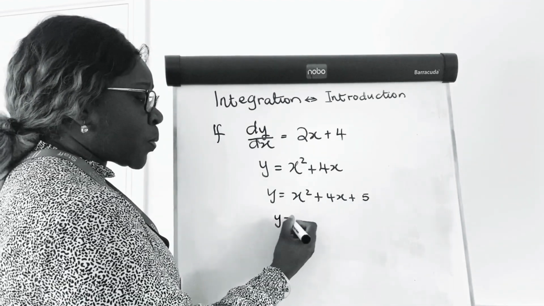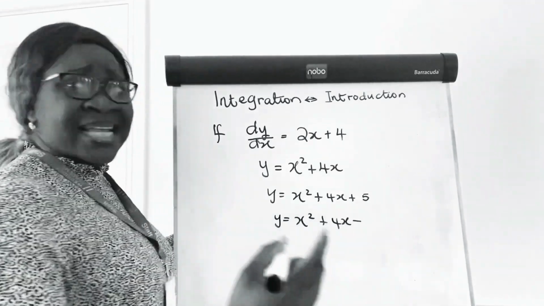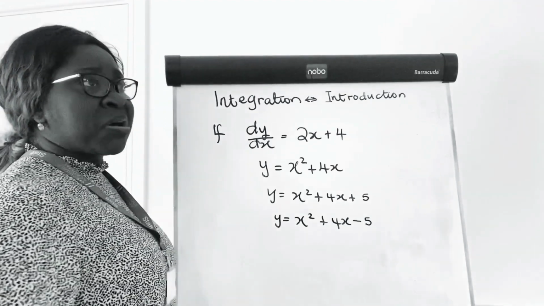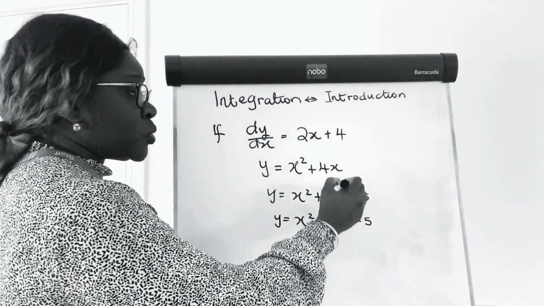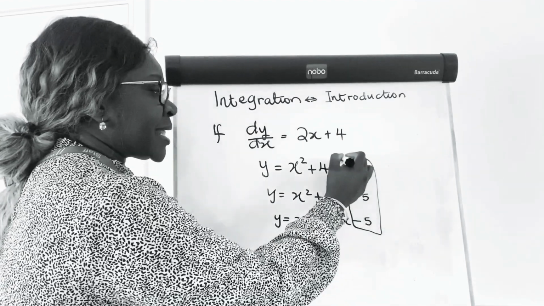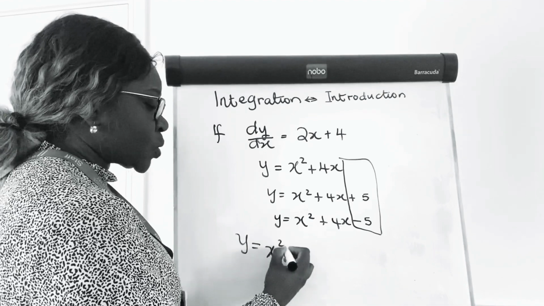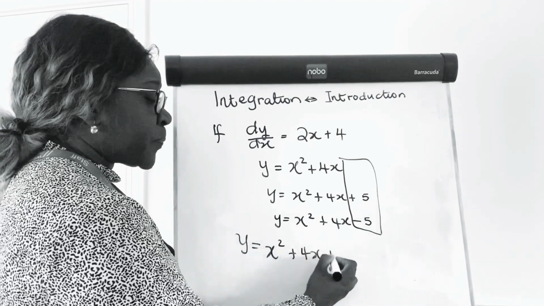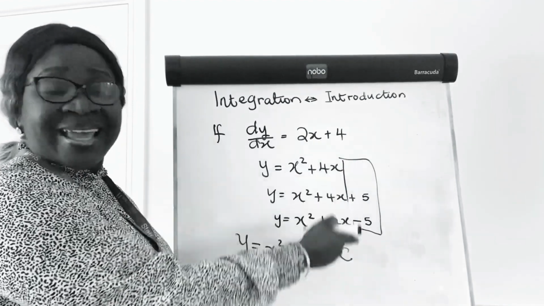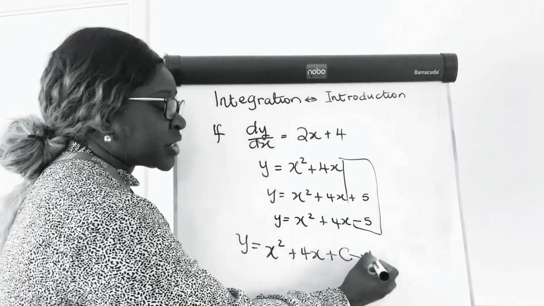It could also be y is equal to x squared plus 4x minus a certain number. It could be minus 5, it could be minus 100, minus 1,000. We do not know what happens at the end there. So we just use a letter which we refer to as c. y is equal to x squared plus 4x plus c to represent whatever happens at that end there. And that leads us to the integration constant.